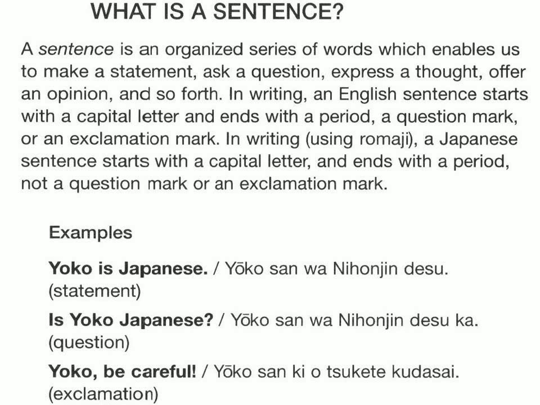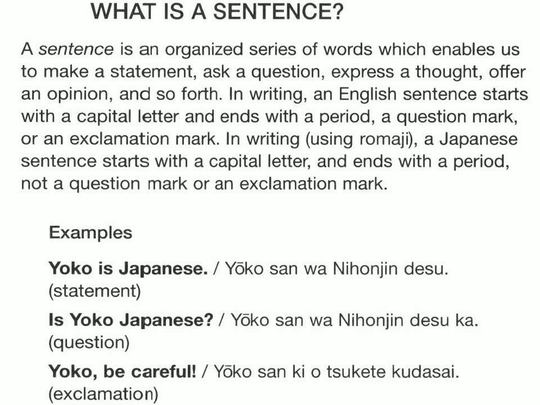Now, we begin by asking ourselves, what is a sentence? A sentence is an organized series of words which enables us to make a statement, ask a question, express a thought, offer an opinion, and so forth. In writing, an English sentence starts with a capital letter and ends with a period, a question mark, or an exclamation mark. In writing, when using Romaji, a Japanese sentence starts with a capital letter and ends with a period, never a question mark or an exclamation mark.